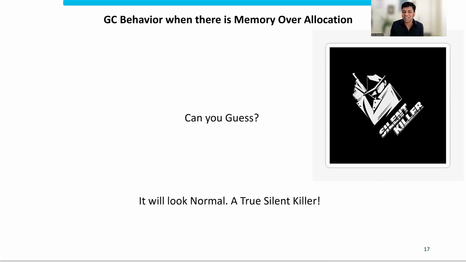right? When you have over allocated, the GC behavior will look very normal. It's not going to show any disturbance. In fact, it will look as if very healthy. Think about it. If your actual demand is only 4 GB, let's say you allocated 6 GB or 10 GB, which most of our applications have done, which most of us are doing today. When you over allocate, what's going to happen? I kept 10 GB.